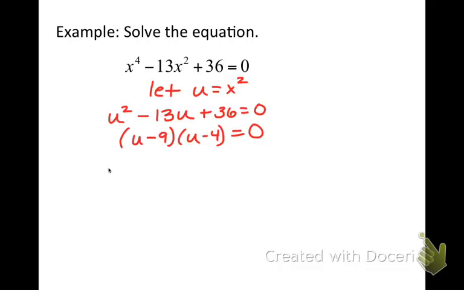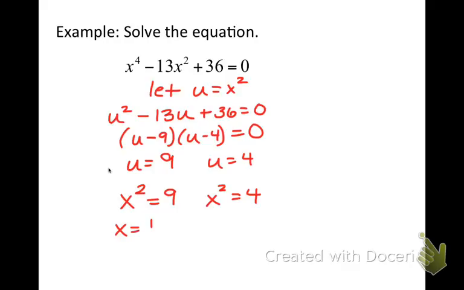So u is equal to 9 is one of my equations, and u equals 4 is my other equation. That's not my final answer because up here we said u is equal to x squared. So now I'm going to substitute x squared back in. So we get the equation x squared equals 9 and x squared equals 4. So what's my solution for the first part? Oh, positive and negative 3, right? So x equals plus or minus 3. And over here it would be x equals plus or minus 2.